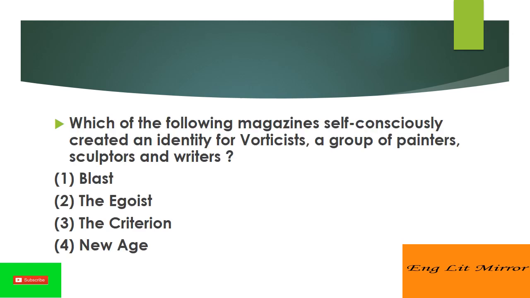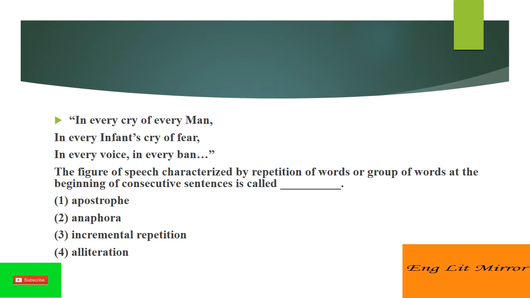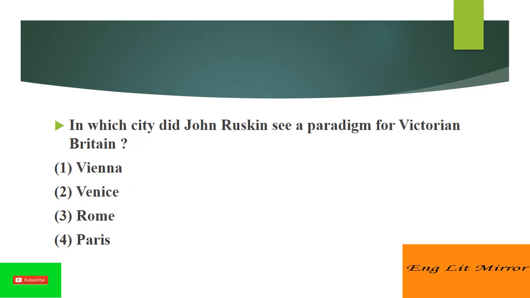Which of the following magazines self-consciously created an identity for Vorticists, a group of painters, sculptors, and writers? Answer is option 1, Blast. In every cry of every man, in every infant's cry of fear, in every voice, in every ban, the figure of speech characterized by repetition of words or group of words at the beginning of consecutive sentences is called, answer is option 2, anaphora. In which city did John Ruskin see a paradigm for Victorian Britain? Answer is option 2, Venice.